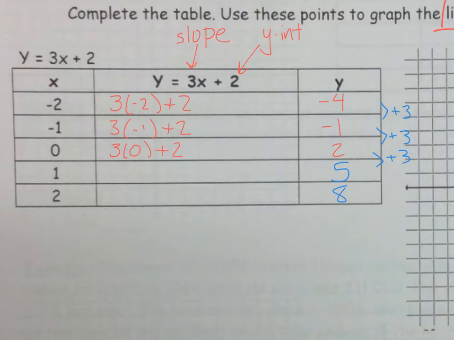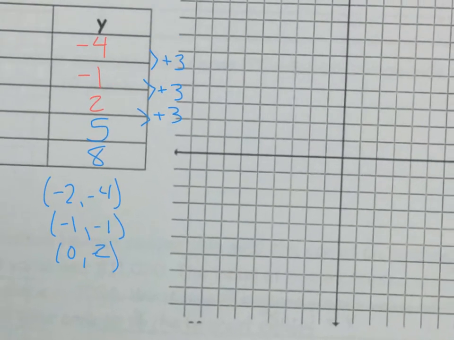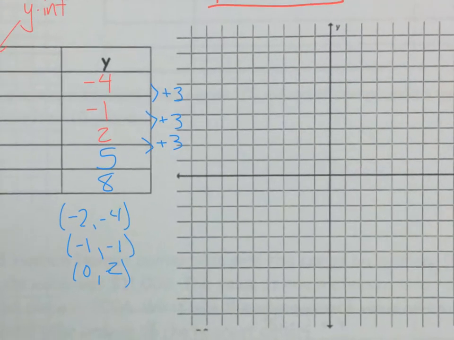So remember, these are pairs of coordinates. Negative 2 comma negative 4. Negative 1 comma negative 1. 0 comma 2, not negative 2, 0, 2. So we're going to take these over to the graph and graph them there. Negative 2, negative 4: 1, 2, 3, 4. Negative 1 comma negative 1. 0, 2. 1, 5.